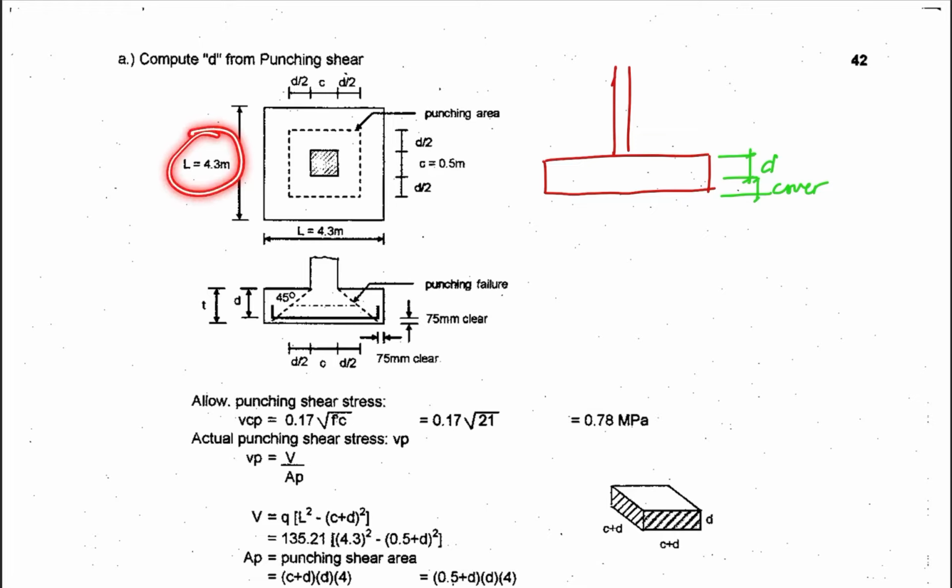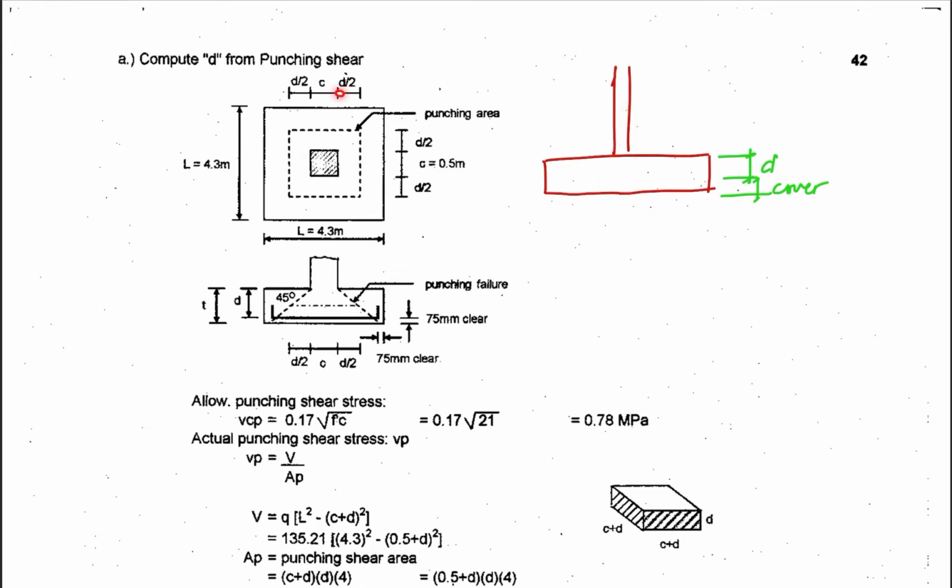So you now have the dimension, which is 4.3, and then the punching area, that is the distance from the outermost of your column to D over 2. So that is the area of the punching. When you have a load here, maybe your column is heavier, and you have your footing which is not too deep, you have the smaller dimension for D, so maybe it breaks, so you have the punching shear.